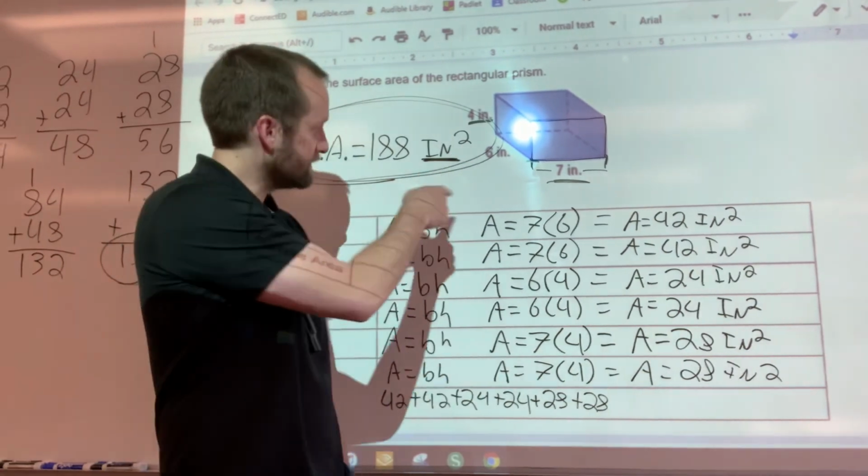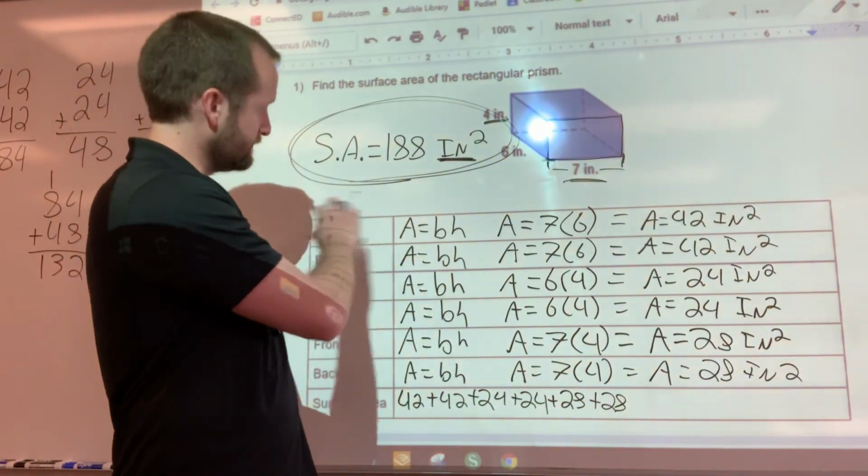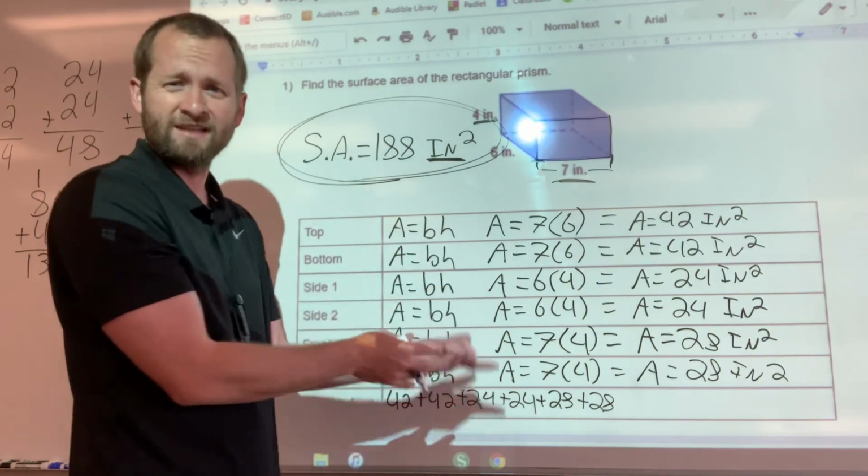Right? So this comes straight from the problems you're going to be doing today. Make sure you use this table to help you keep it organized and keep it clean.